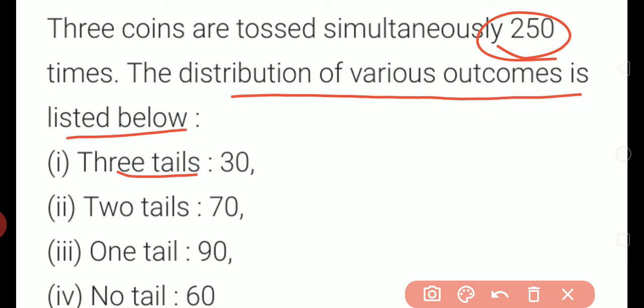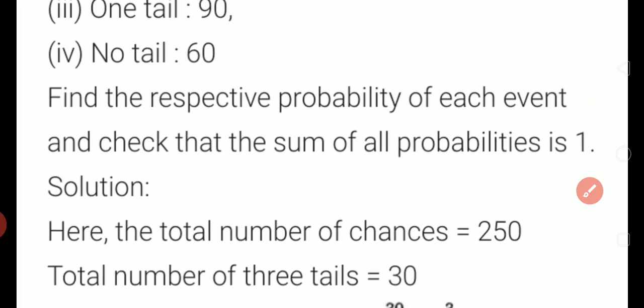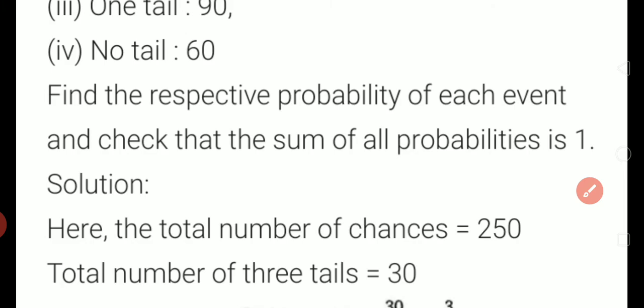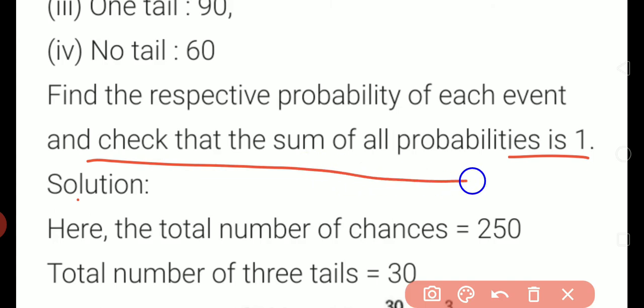See here, 3 coins are tossed simultaneously 250 times, and the distribution of the various outcomes we have listed below. 3 tails 30 times, 2 tails 70 times, 1 tail 90 times and no tail 60 times. Find the probability of each event and check that the sum of probabilities is 1. You know that the sum of all the probabilities of the same case is 1.